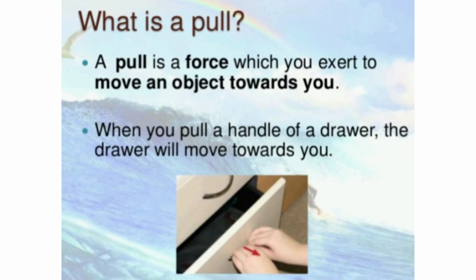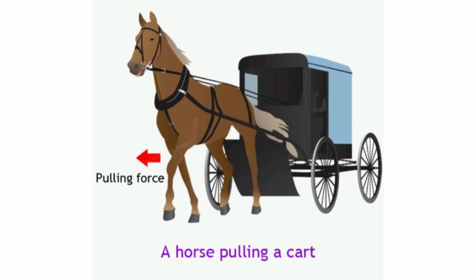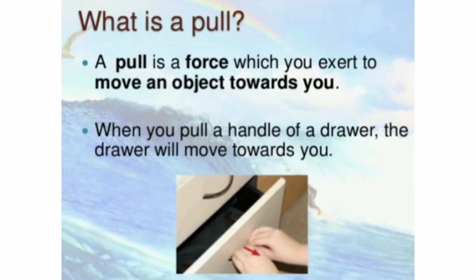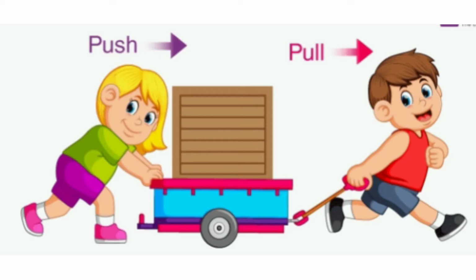A pull is a force moving something towards you. For example, a horse pulling a cart, opening a drawer, opening a door, flying a kite, etc. Did you understand the difference between push and pull? Push is a force moving something away from us. Pull is a force moving something towards you.